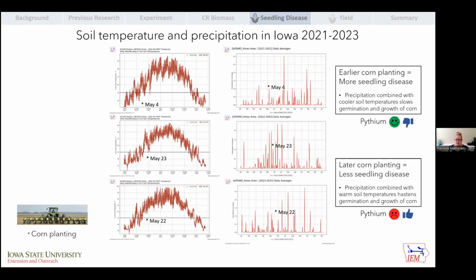I'm not saying that you go out and wait to plant your corn. You're going to plant corn as early as you can. This is something to keep in mind: if you're seeing areas of seedling disease in your field with a cover crop, this could be some of the reason, especially if it's cooler and will stay wetter in the spring.